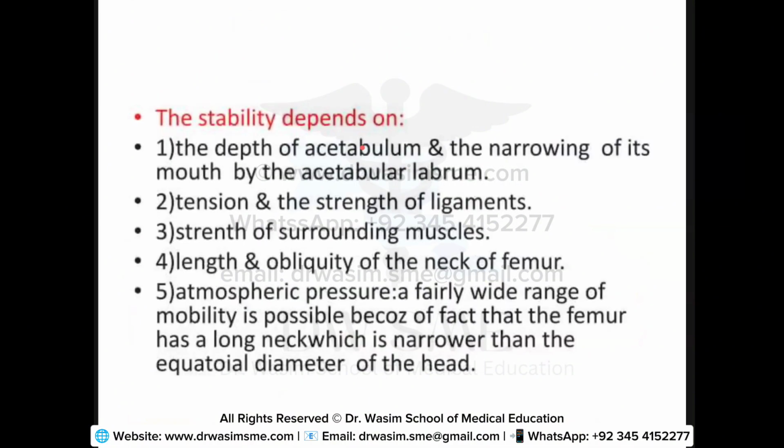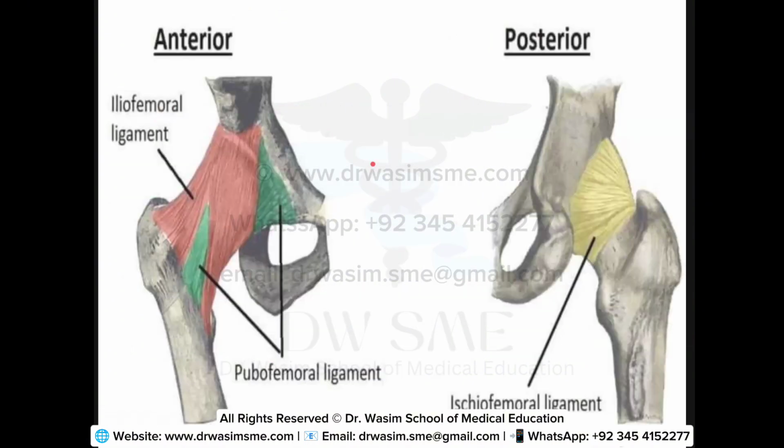So what are the factors which are going to determine the stability? Now, the depth of the acetabulum, tension and strength of the ligaments around this, the strength of the muscles, the length and obliquity of the neck of the femur, and the atmospheric pressure. A fairly wide range of mobility is possible because the femur has a long neck which is narrower than the equatorial diameter of the head. So these are the ligaments.